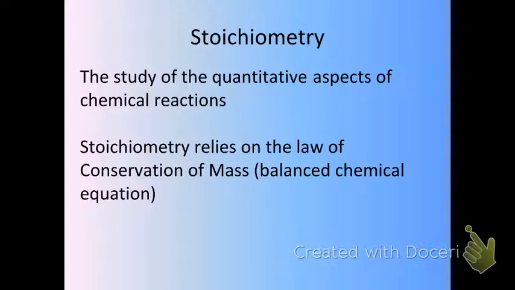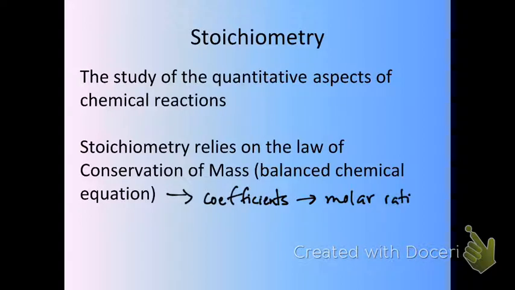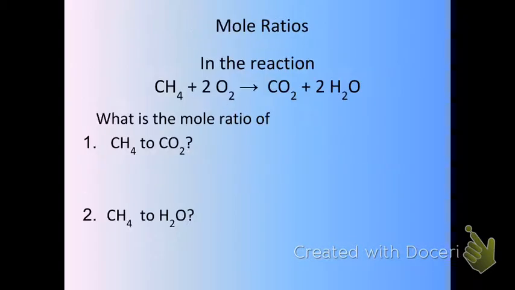Stoichiometry relies on the law of conservation of mass, and this is because the balancing of chemical equations, or the coefficients in a chemical equation, lead to what we call a molar ratio. Okay? Now, we'll talk more about that later. So, what are mole ratios? The mole ratios are always based off the coefficient.